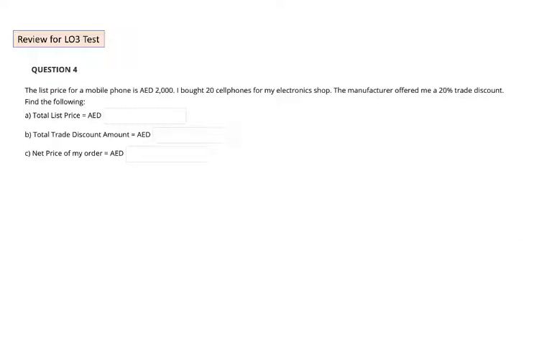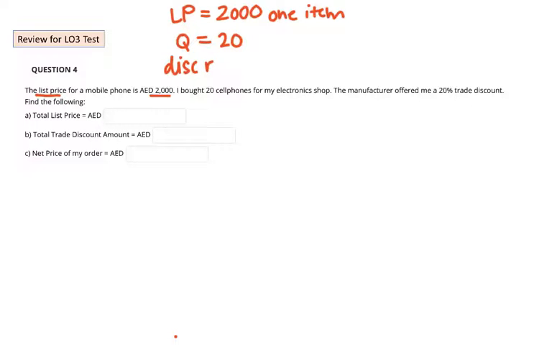Okay, let's look at this next problem and see what we have. List price is 2,000. I'll write what I know. List price, the expensive price is 2,000. And it says the quantity is 20. So that's the list price for one item. But we bought 20 items. Okay, and we got a 20% discount rate. So let me write that. Discount rate is 20%, 0.20.